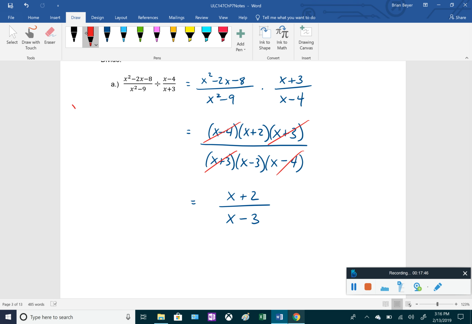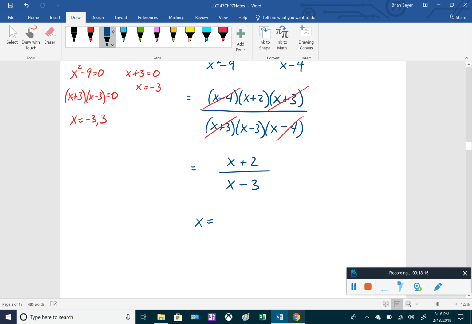So omitting the values here, we're going to set x squared minus 9 equal to 0, x plus 3 equal to 0. We factored x squared minus 9. The only way x plus 3 times x minus 3 is 0 is if we set both of them equal to 0 and solve. We would get negative 3 and positive 3, and we actually get a negative 3 over here on the right side too for x plus 3 equals 0. So we have to omit those values, so we're going to exclude negative 3 and positive 3. So it simplifies to that, excluding those values.